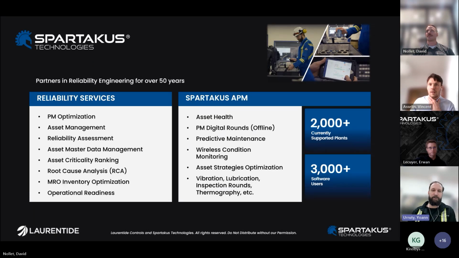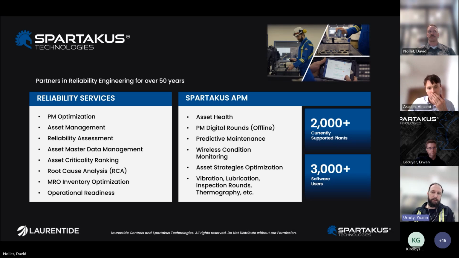You'll get there. So, a bit about Spartakus. Again, we are here to be a partner in engineering, help turn downtime into availability. So, of course, we have our software, Spartakus APM. Most of you must know about it. We do asset health, PM, digital rounds, lube rounds, etc. But also we offer a bunch of reliability services all over North America, especially PM optimization, but also asset master data. And that's why we brought some experts on board, like Dave.